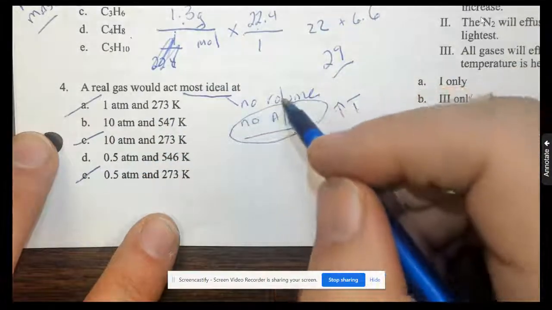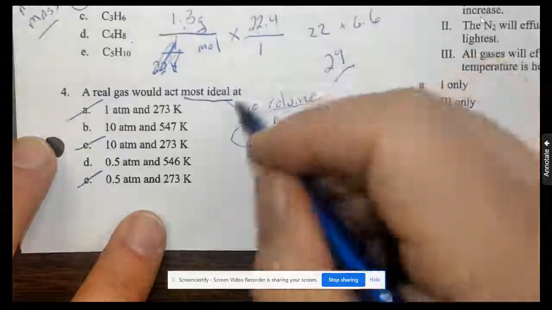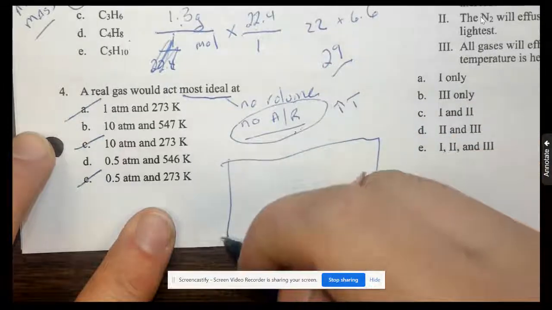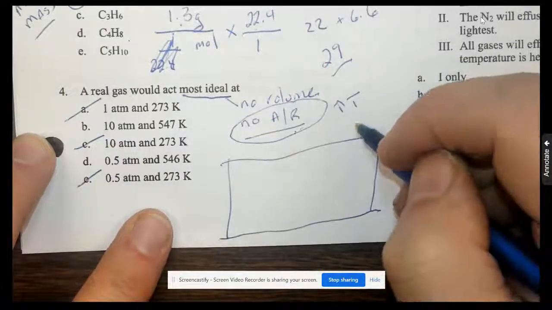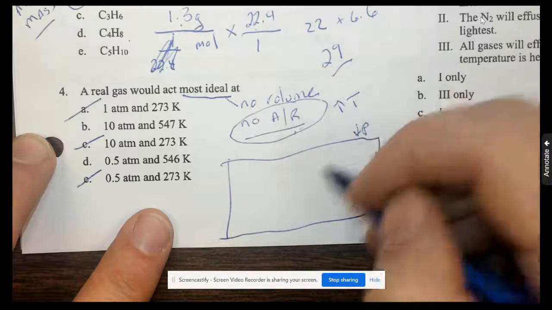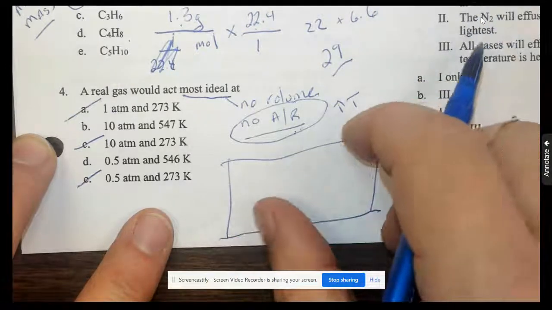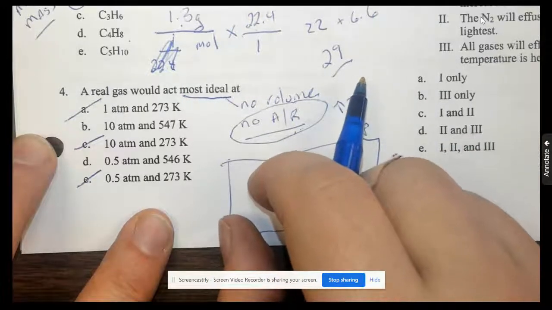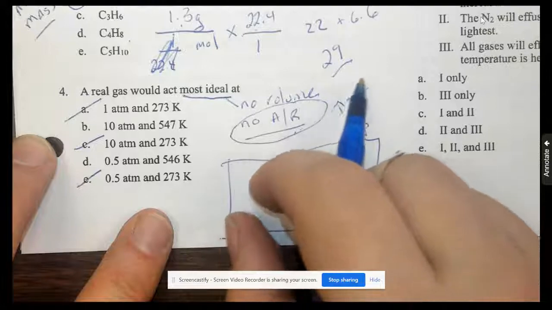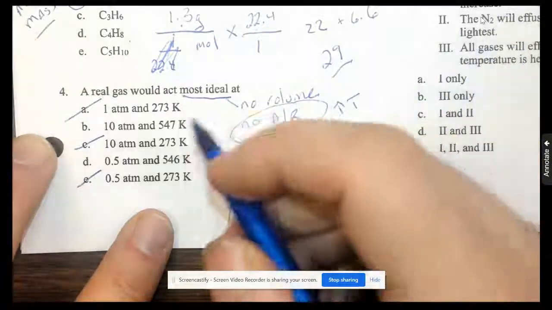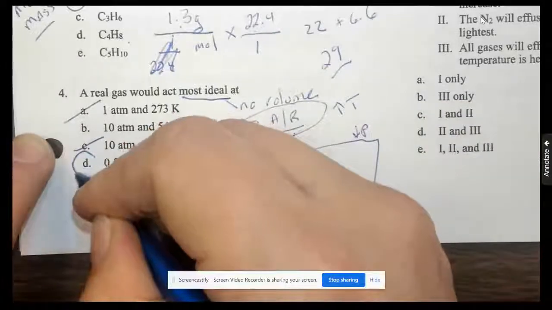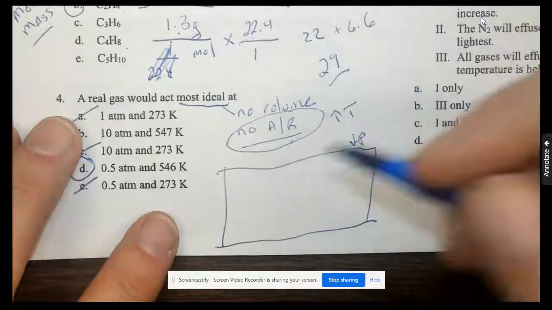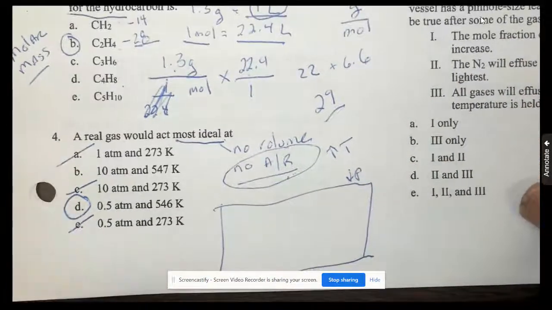Now, if I want the gas molecules to be occupying no volume in the container, I want an enormous container, which means I want very little pressure pushing on it, because high pressure would jam everything together. I don't want that, all right? That would make for lots of attractive and repulsive forces, so I want a low pressure right here. So if you want to, memorize that. Real gases behave most ideal at high temperature and low pressure. I explained why, but memorize it.